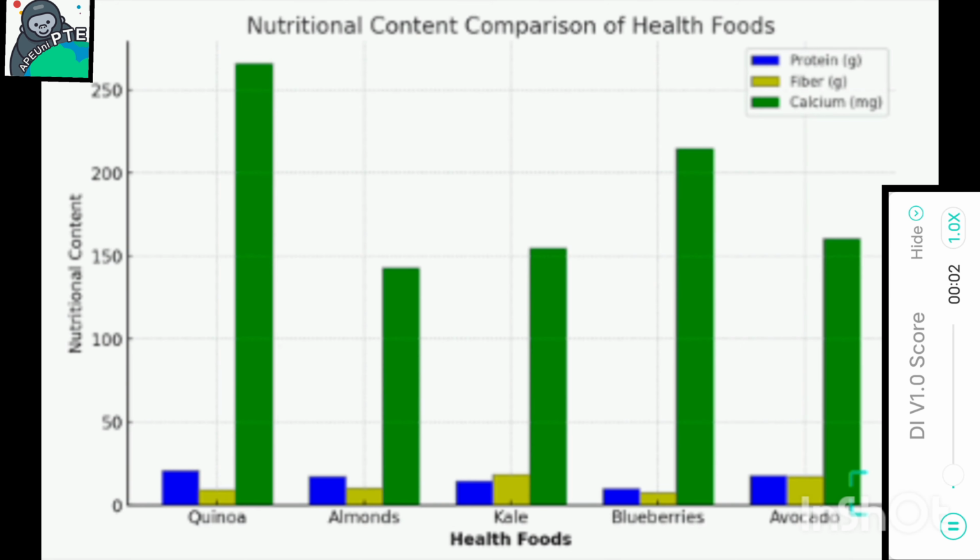Nutritional content comparison of health foods is the main topic of this image. Quinoa and almonds are on the left side of this image. Kale, blueberries and avocados are on the right side of this image. I can see multiple factors like health foods and nutritional contents.